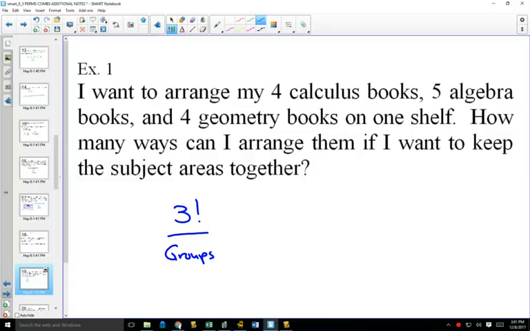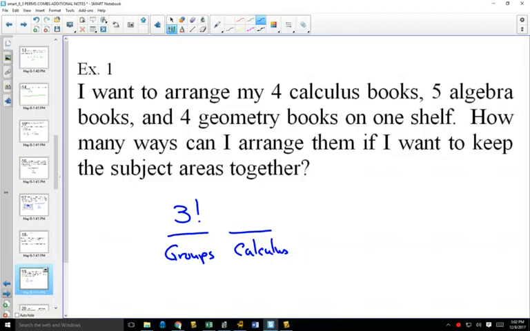Algebra, calculus, geometry, algebra, geometry, calculus. Calculus, algebra, geometry, calculus, geometry, algebra. Geometry, calculus, algebra, geometry, algebra, calculus. And that would be 3 factorial or 6 ways. But then once I've decided I'm going to go with calculus, then algebra, then geometry, well, then my next decision is how am I going to arrange my calculus books?